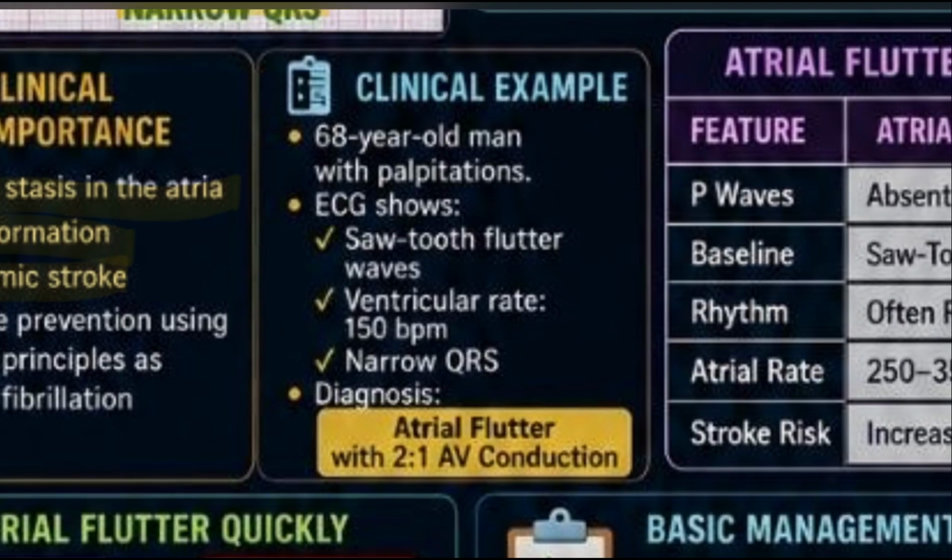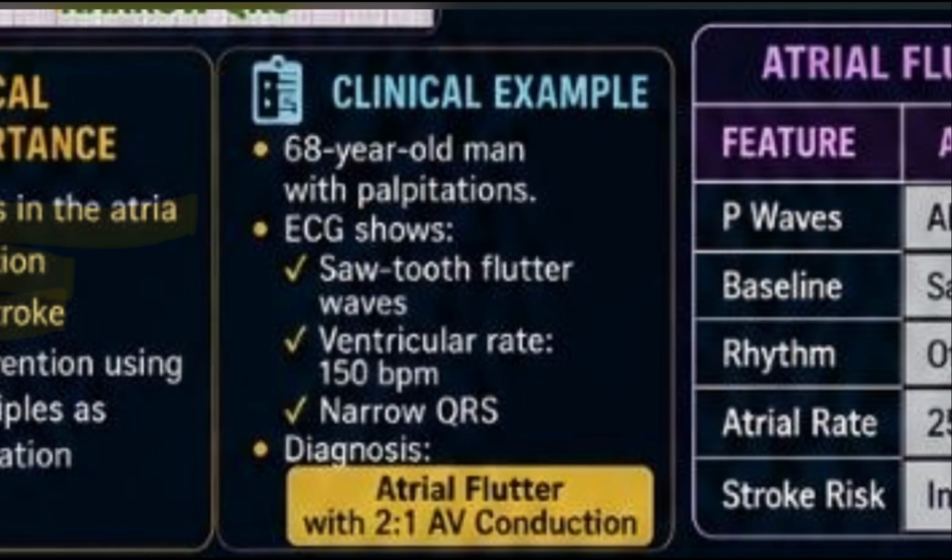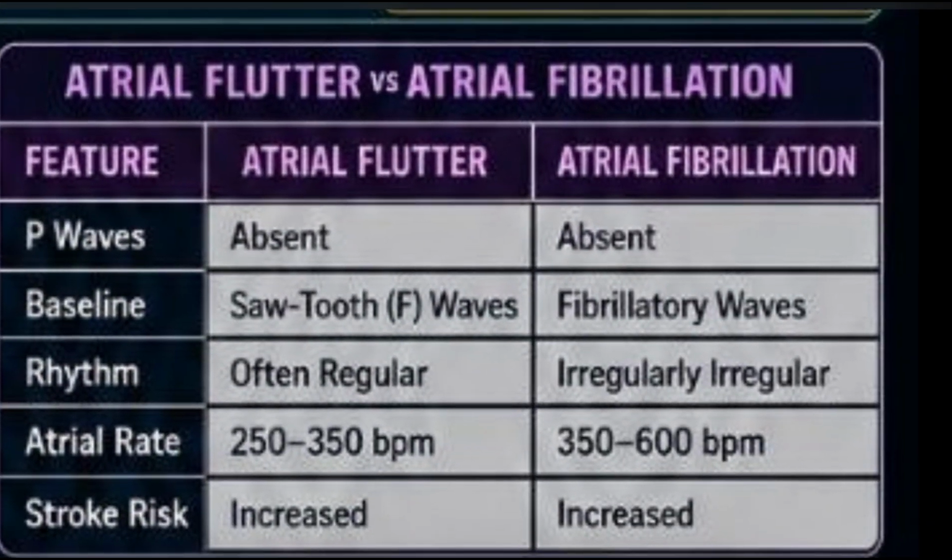For example, when I was in the cardiology department, I saw one patient with atrial flutter, so I want to mention that clinical scenario here. A 68-year-old man presented with palpitations. The ECG shows sawtooth flutter waves, and the ventricular rate is about 150 beats per minute, and the QRS is narrow. So we can see atrial flutter with 2:1 conduction. That is how we diagnose atrial flutter.